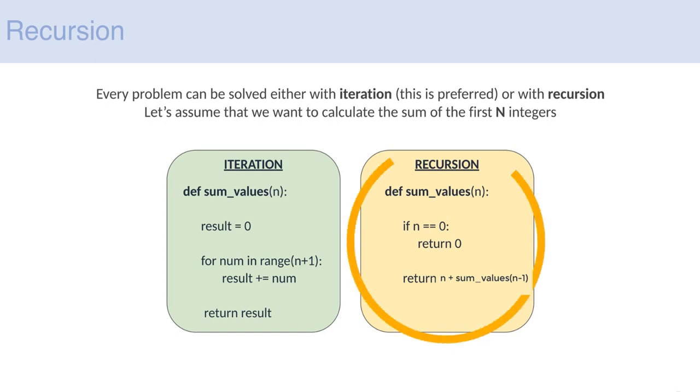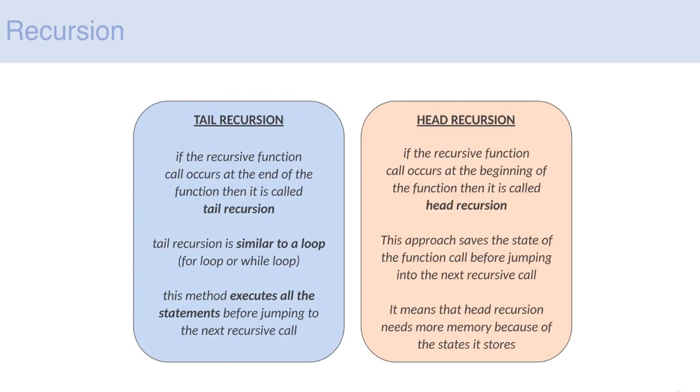Okay, so this is recursion, and what's crucial is that there are two types of recursion: tail recursion and head recursion. If the recursive function call occurs at the end of the function, it is called tail recursion. Tail recursion is very similar to a loop such as a for loop or a while loop. We can say that iteration is essentially tail recursion, because the recursive function call occurs at the end of the function, which means that this method executes all the statements before jumping to the next recursive call. This is exactly how loops work.